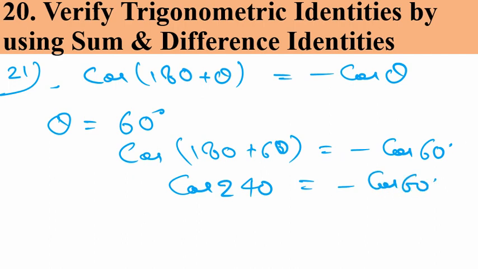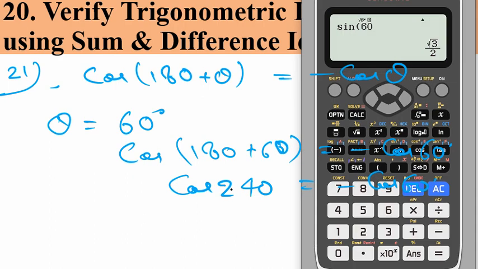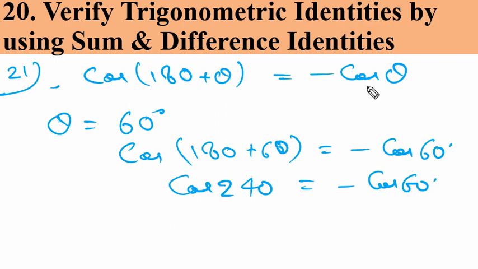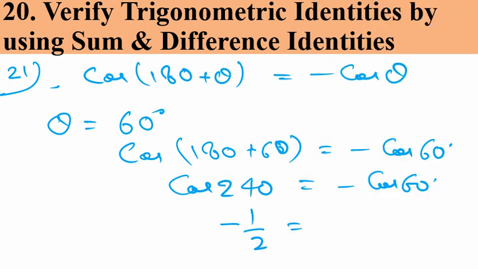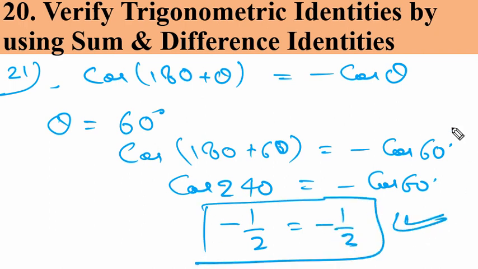So are they equal? Just solve cos 240. Cos 240 will give you negative 1 over 2. Negative 1 over 2 is equal to, what is cos 60? Cos 60 is 1 over 2. I'm 100% sure, 1 over 2. So that's how you do it. Negative 1 over 2 is equal to negative 1 over 2. That's it. So this is another way you can try.